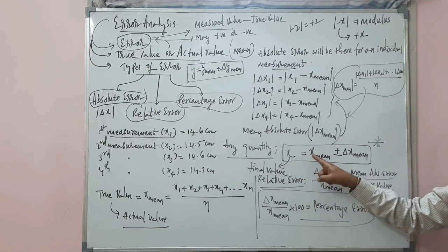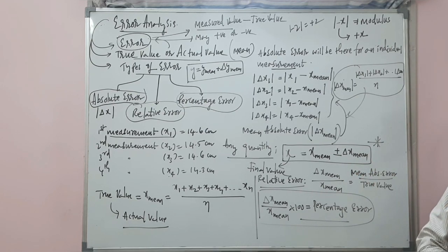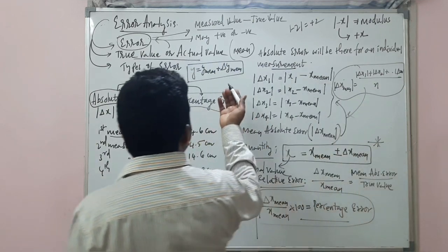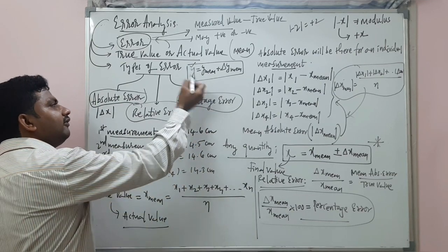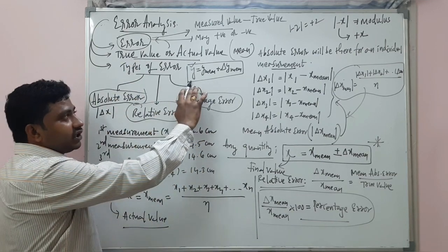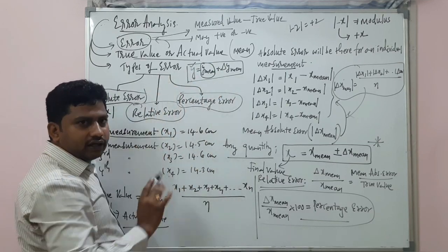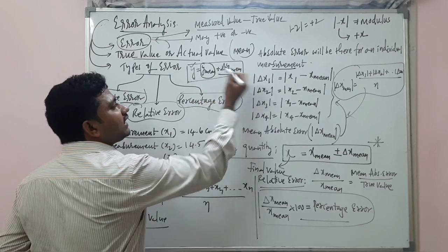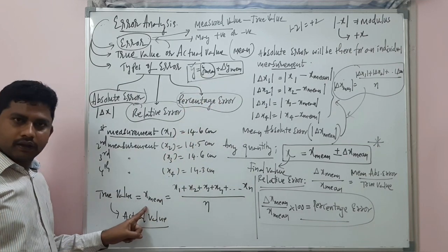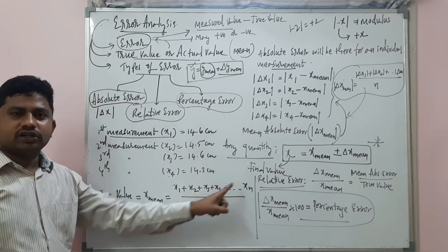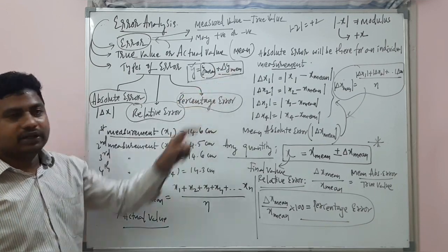Final value is equal to mean value plus or minus delta x mean value. For example, this physical quantity may be a force. This force is equal to the mean value of the force plus or minus delta y mean value of the force. You know how to find y mean: sum of individual measurements divided by the total number of measurements. Finished.